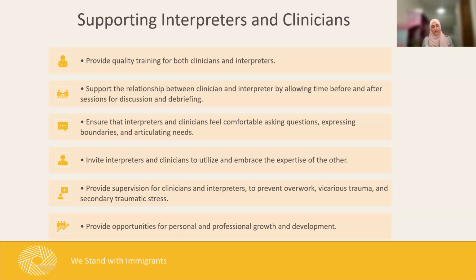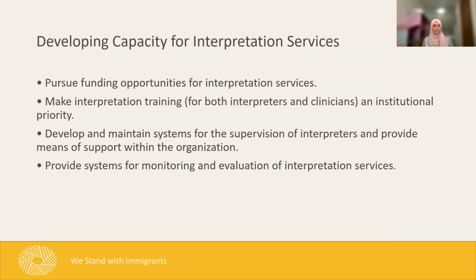Provide supervision for clinicians and interpreters to prevent overwork, vicarious trauma, and secondary traumatic stress. Provide opportunities for personal and professional growth and development. So here are a few ways to support interpreters and clinicians.